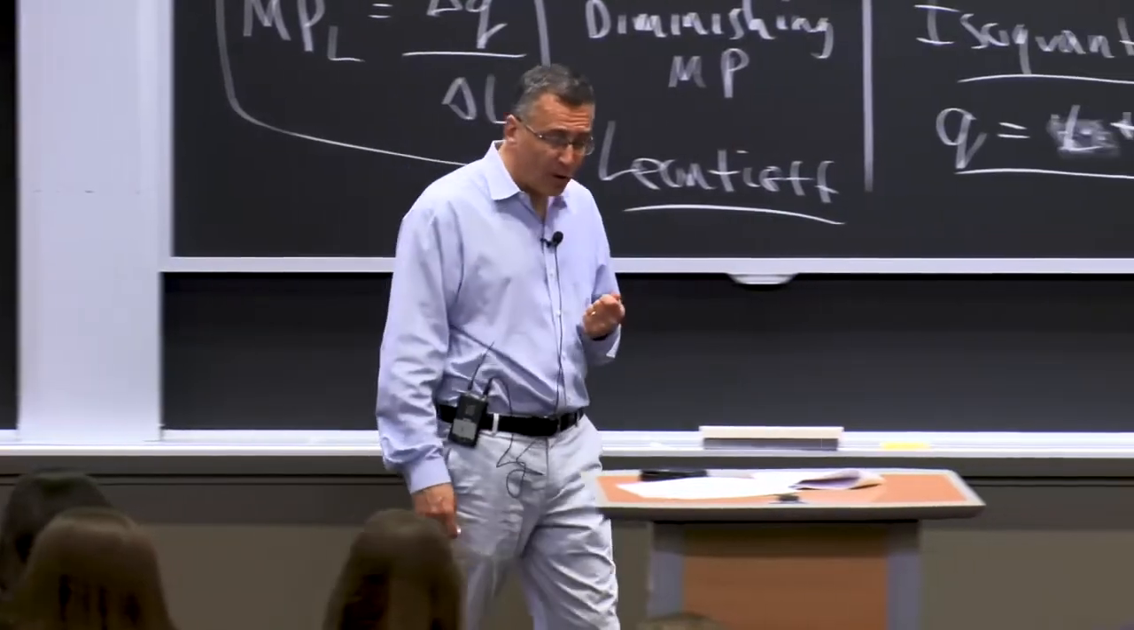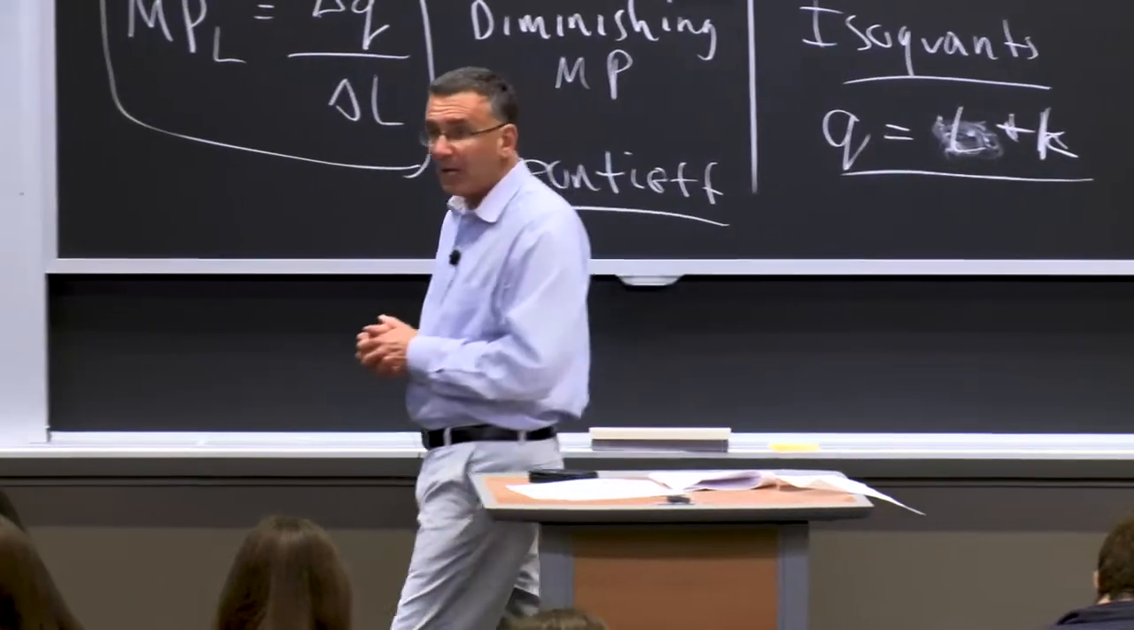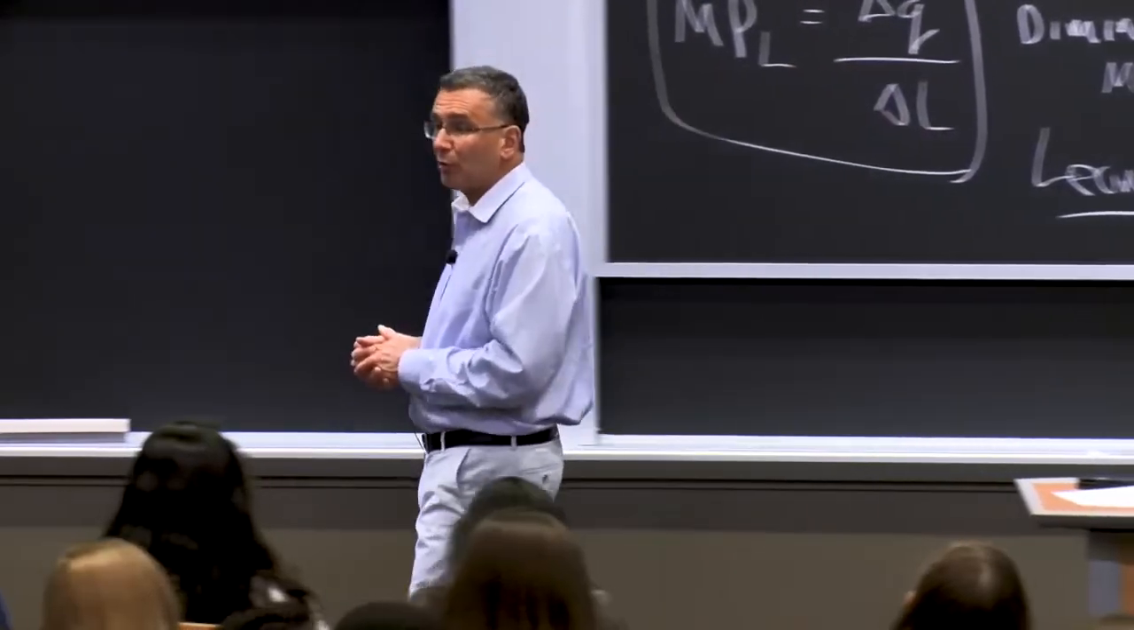But now, starting from point B and moving to point C, it takes 2 more workers to substitute for 1 machine. Because if you go down 1 machine, you need a lot more workers to make up for it. So then the MRTS falls to -0.5. So going from A to B, 1 worker makes up for 2 machines. Going from B to C, it takes 2 workers to make up for 1 machine. And that's because of diminishing marginal products.